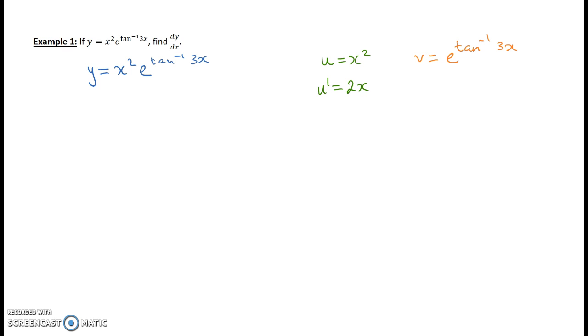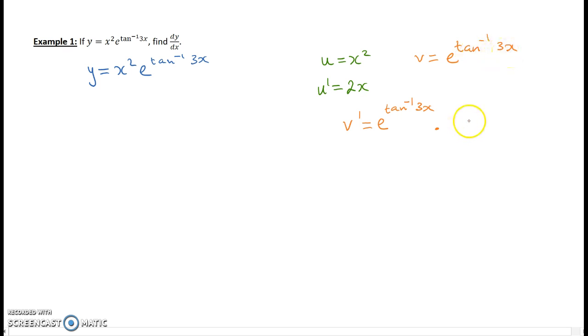Now, the derivative of v is a little bit trickier here. So when we look at v, let's do it down here. V prime, the first thing you see is an e, so whenever you differentiate an exponential term, an e term, you keep exactly what you start with. So it'll be e to the inverse tan of 3x. Now you've got to then multiply by the derivative of the power. And the power in this case is inverse tan of 3x.